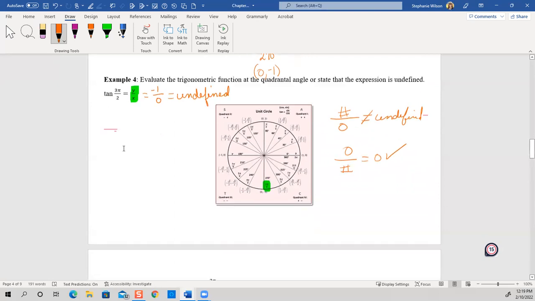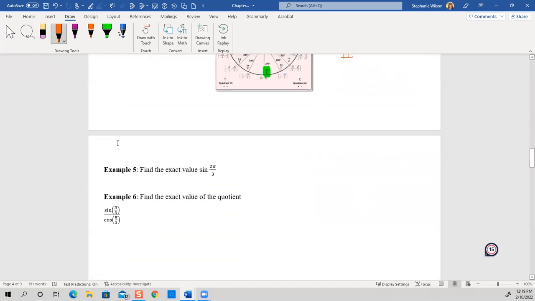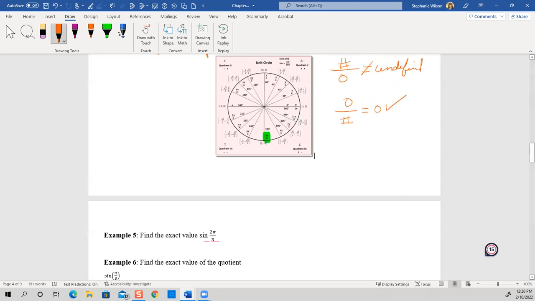Okay, so let's go to our next one. And we're going to want to use this unit circle in this next one. So we are looking for the exact value. We are given sine 2 pi over 3. So let's find 2 pi over 3. I found it's right here, 2 pi over 3. And sine, remember, is the y value in the ordered pair. So its exact value is the square root of 3 over 2.